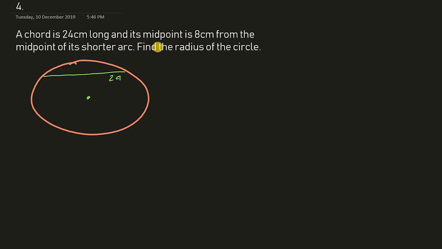24. And its midpoint, basically when it's the midpoint of the chord, that is perpendicular to our center. So it's here. And its midpoint is 8 cm from the midpoint of its shorter arc. This is the shorter arc. This is the bigger arc. So this is the midpoint of the shorter arc. So let's connect that and let's put that as 8. Find the radius of the circle.